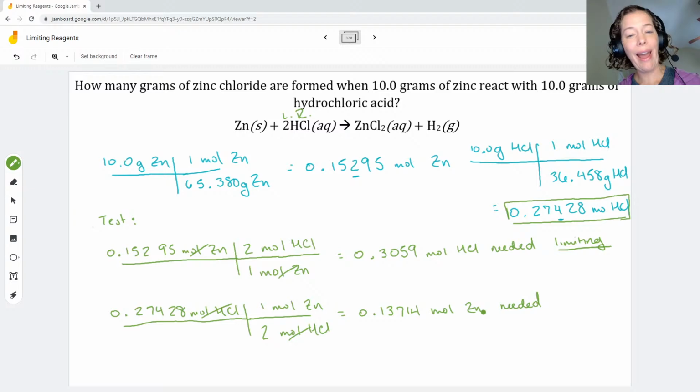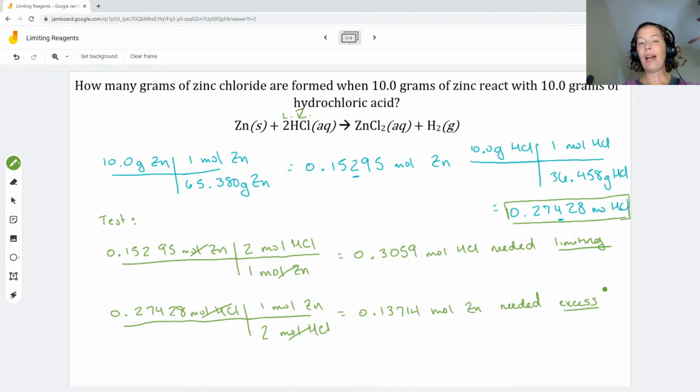How much zinc do I have? Oh, I've got plenty. I've got 0.15. I have extra. I have excess zinc. So zinc is in excess, which again means that hydrochloric acid is limiting. So you can see how both of your tests are getting you to the same answer, and that is what is key.